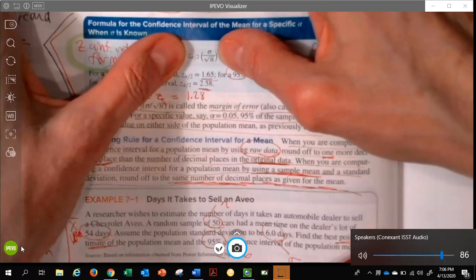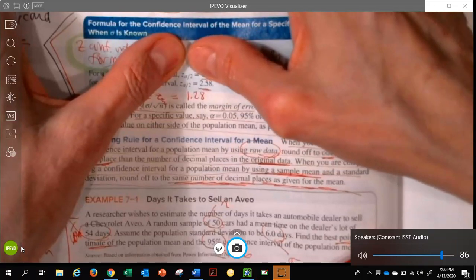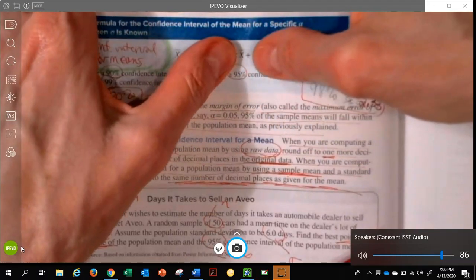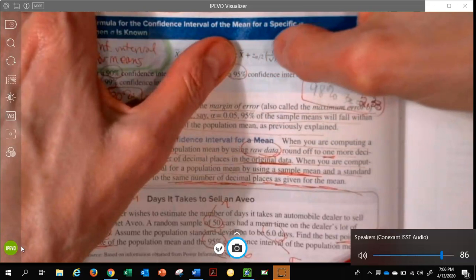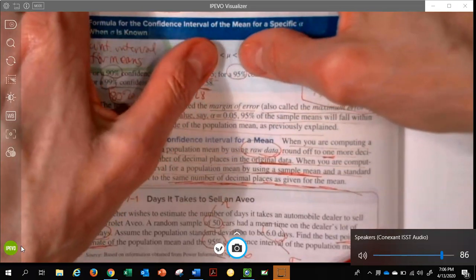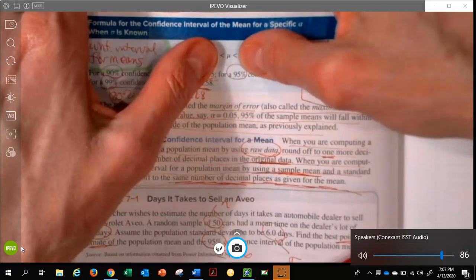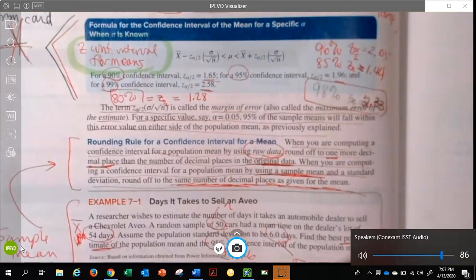Yeah. And then we're going to do two things with that number. We're going to take our sample mean and subtract that number, and then we're going to take our sample mean and add that number. And we will be done, because that will give us the interval of which we are whatever percent sure that our actual population mean is between. That's it. That's all we're going to do.